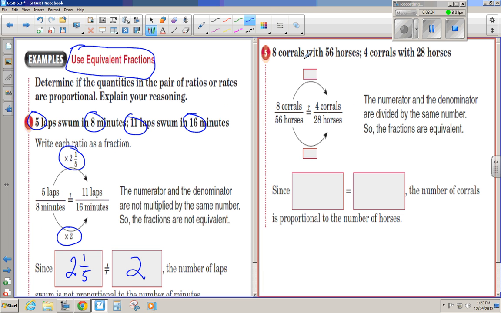All right, so now let's take a look at this. 8 corrals, 56 horses. 4 corrals, 28 horses. You could use unit rates if you wanted. But let's take a look at this and say, how do we get from 8 to 4? You have to divide by 2. Here, 56 to 28, you divide by 2. So since dividing by 2 is equivalent to dividing by 2, the number of horses to the number of corrals is proportional.